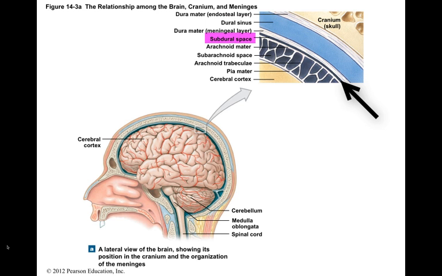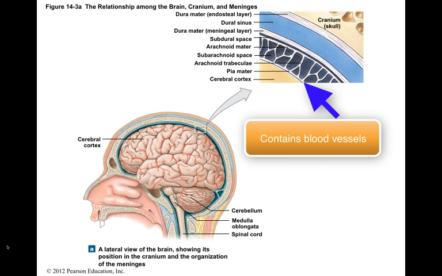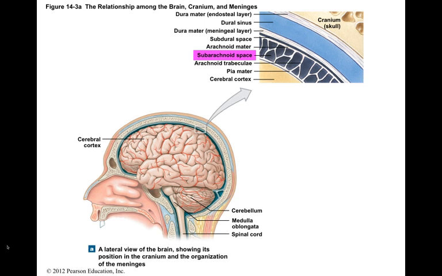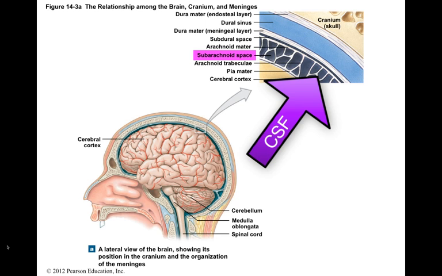Between the dura mater and the underlying arachnoid mater is the subdural space. Deep to the dura mater is the arachnoid mater, named after the web-like connection this membrane has with the underlying pia mater. On the surface of the brain is the pia mater, which contains many blood vessels supplying the brain. Between the arachnoid mater and the pia mater is the subarachnoid space, where cerebrospinal fluid circulates.